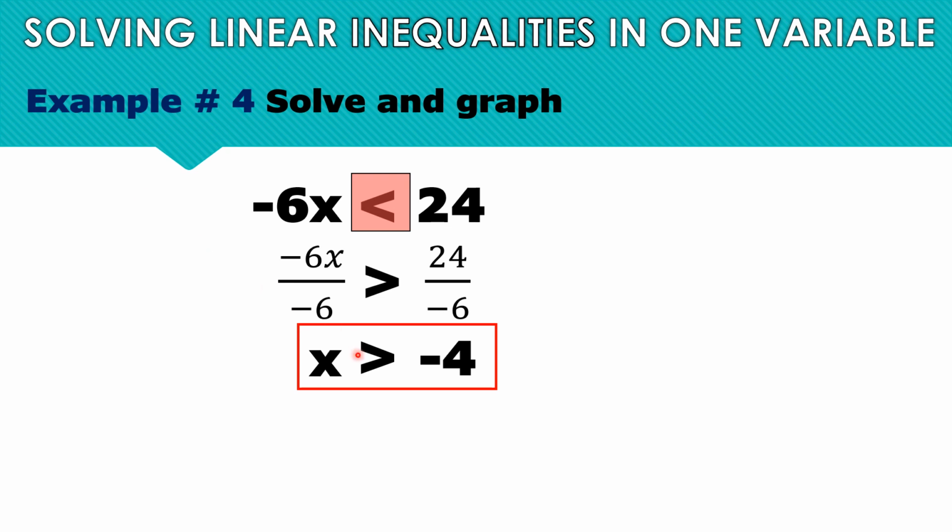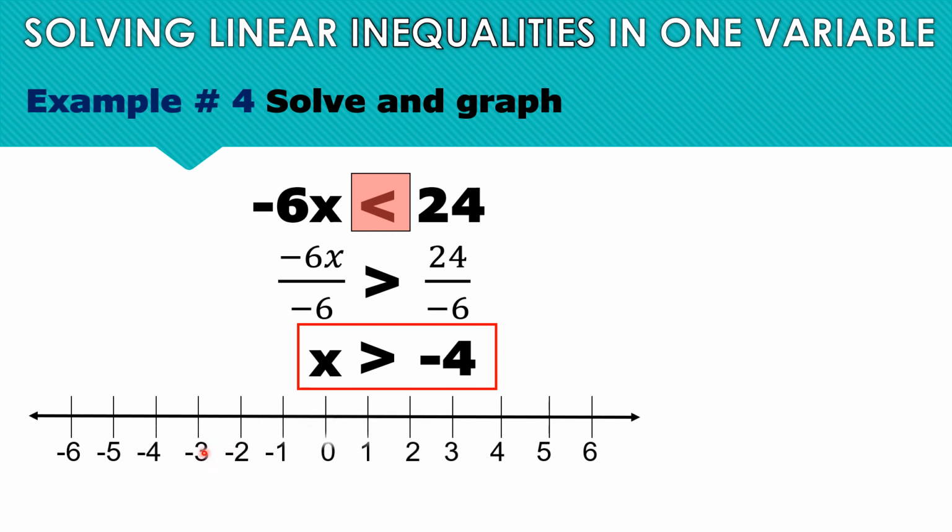Let us now graph x is greater than negative 4. So we will draw an open circle at negative 4 and shade it to the right. The open circle indicates that negative 4 is not included in the solution set, and the arrow going to the right indicates that all values greater than negative 4 are solutions to the inequality. So remember, if we divide or multiply by a negative number, we need to reverse the inequality symbol.